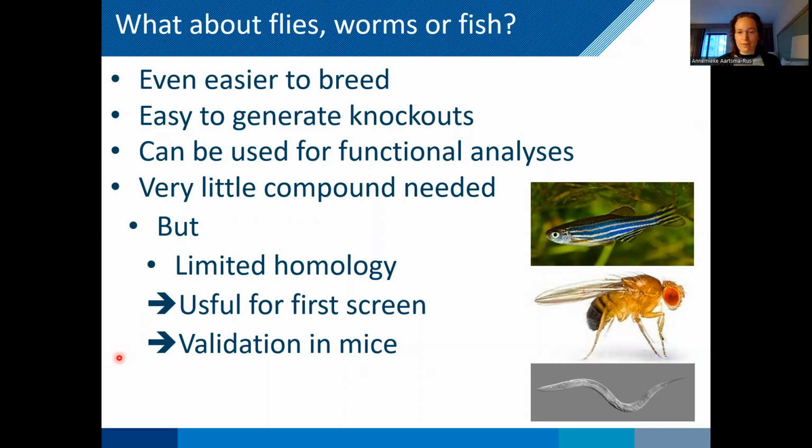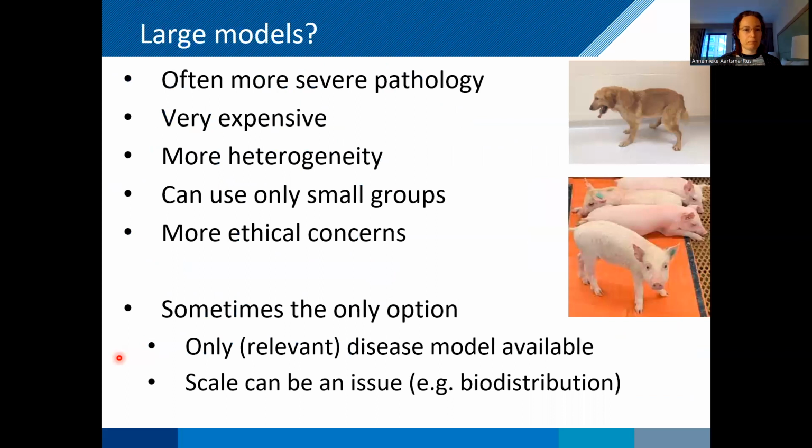So you can use these things, but you have to bear in mind that, of course, we are much further from the fish, the fly, and the worm than we are from other mammals. So they're useful for a first screen, but then you have to validate in mice, which are closer to humans. And especially genetically, there's often a lot of difference between the worm, the fish, and the fly, and the mammals.